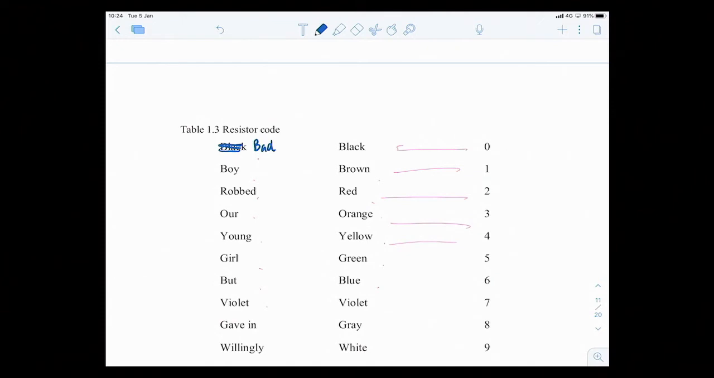The first B, with BA, is black. Boy, with O, is brown. R for red, O for orange, Y for yellow, G for green, B for blue, V for violet or purple, G for gray, and W for white. And the numbers are 0 to 9: 0, 1, 2, 3, 4, 5, 6, 7, 8, 9.